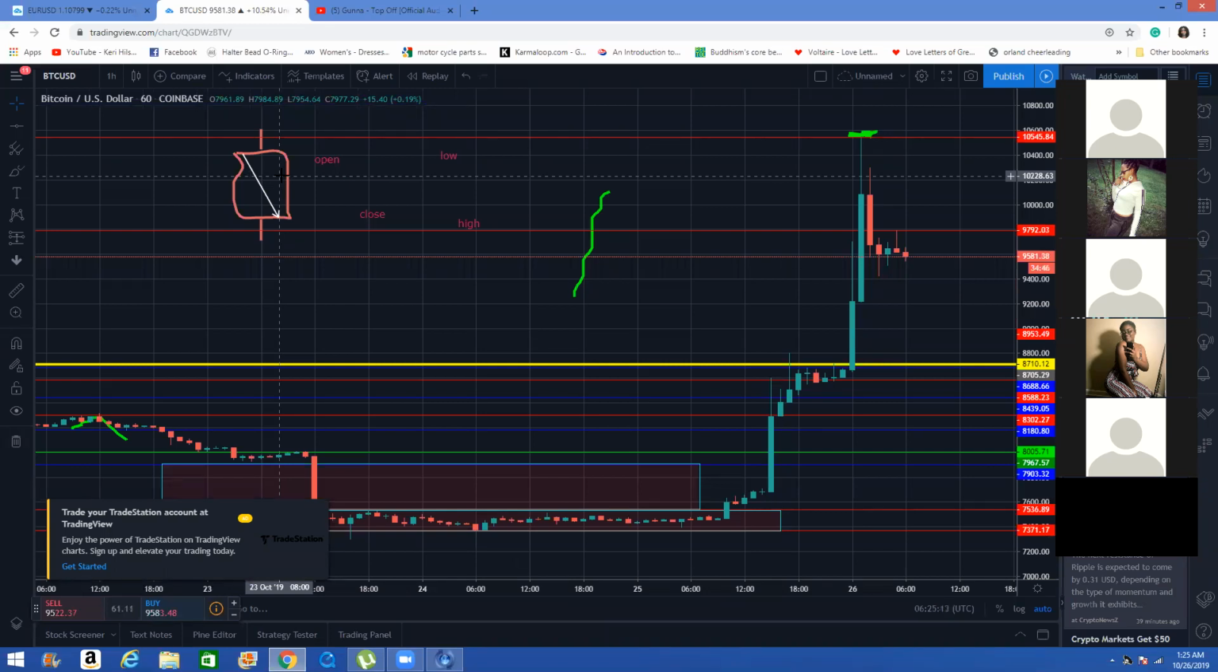Yeah. All right. So if you have a bearish candle like this, you're always gonna have that open, close, that low, and that high.